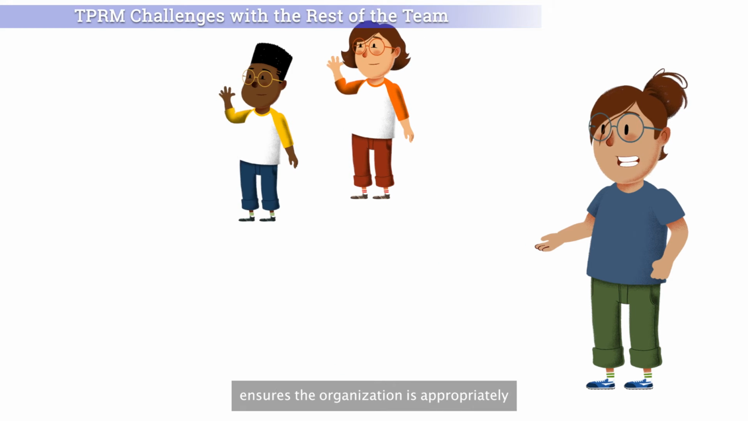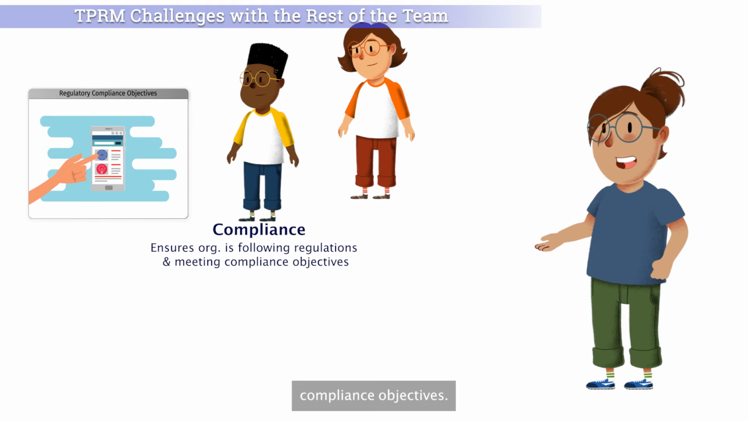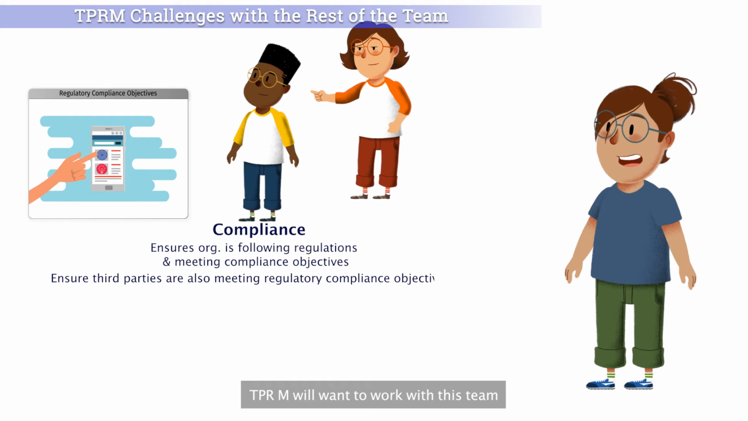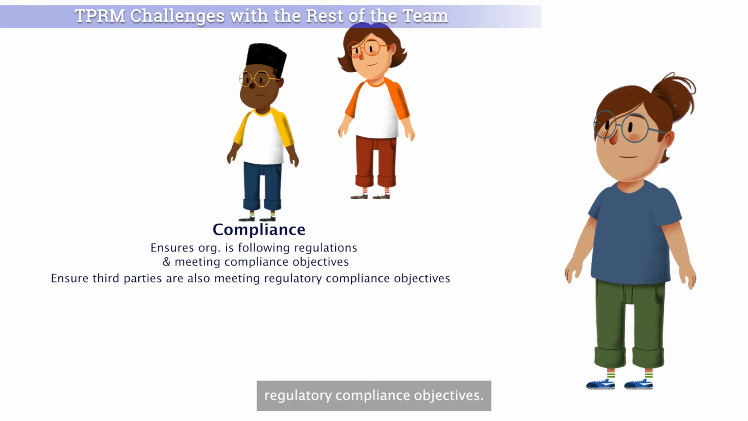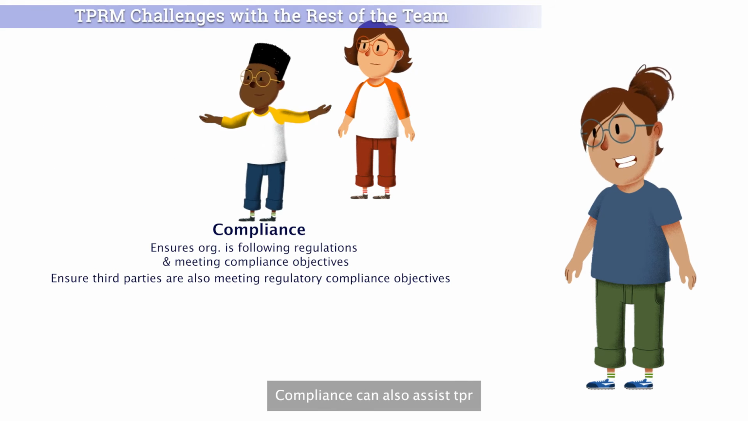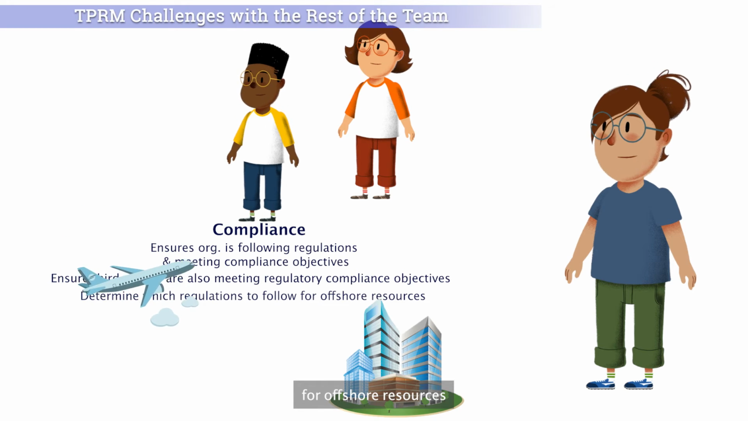Compliance. This team ensures the organization is appropriately following regulations and meeting compliance objectives. TPRM will want to work with this team to ensure their third parties are also meeting regulatory compliance objectives. Compliance can also assist TPRM in determining what regulations should be followed for offshore resources.